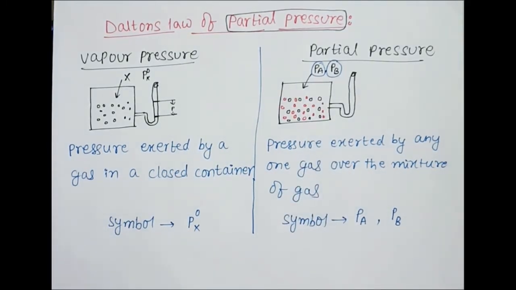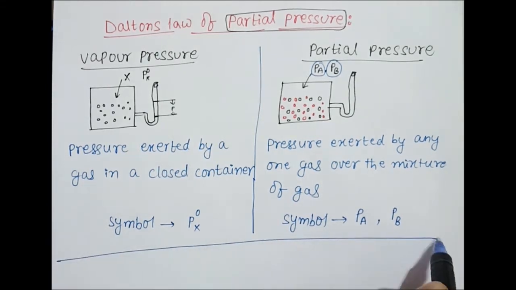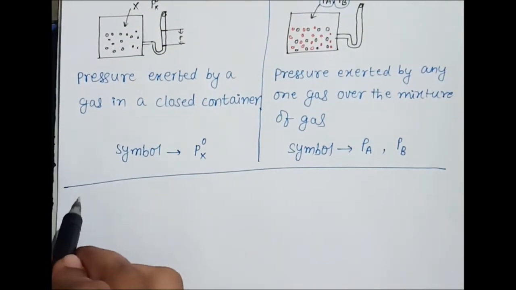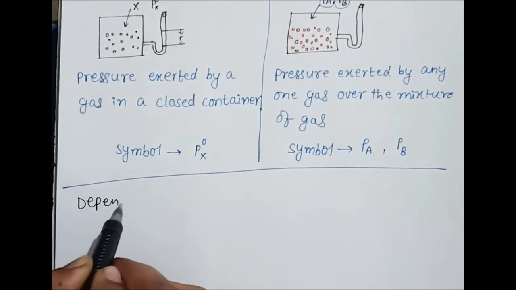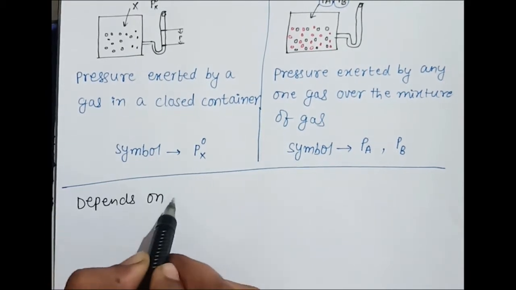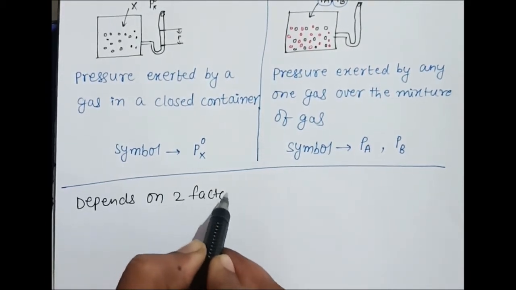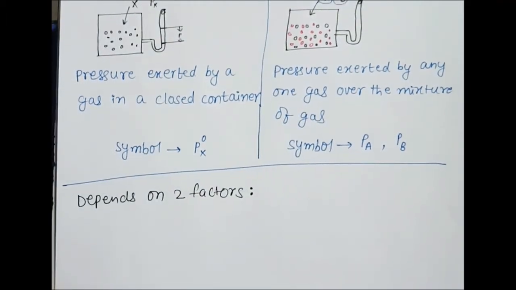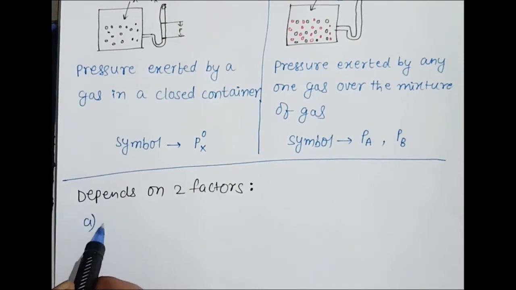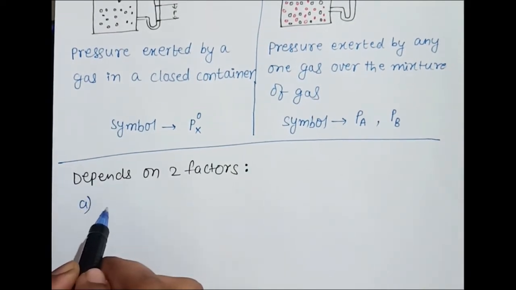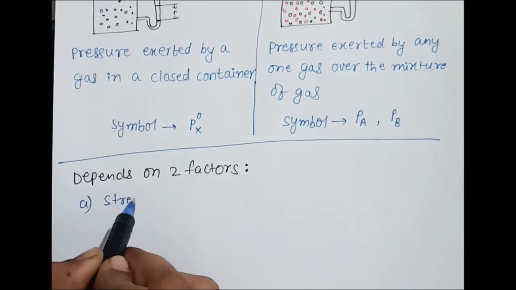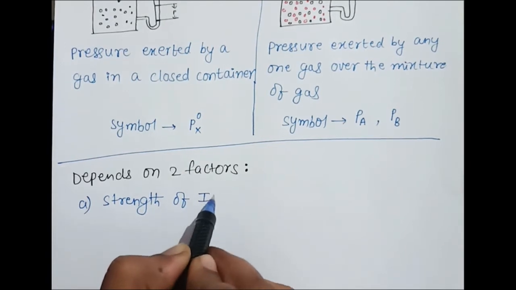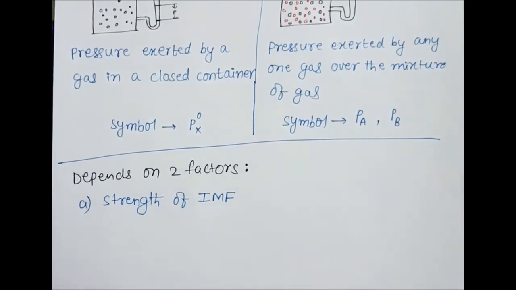Now whether you talk about partial pressure or vapor pressure, both depend on two factors. What are the factors that affect partial pressure and vapor pressure? One is, of course, the strength of intermolecular force. The first point is the strength of intermolecular force. What do you think, directly proportional or inversely proportional?